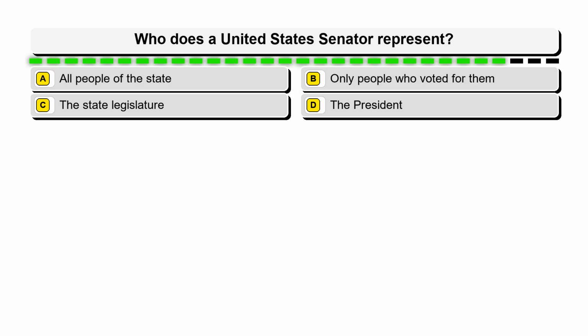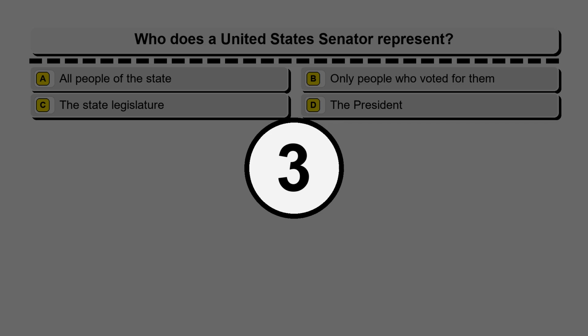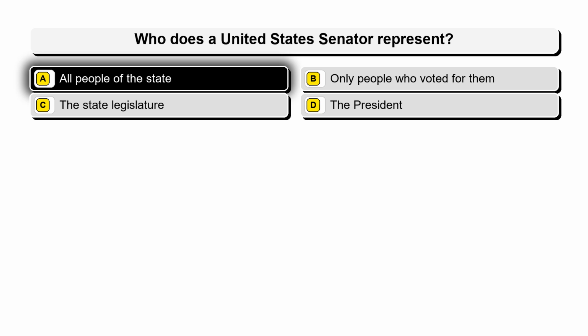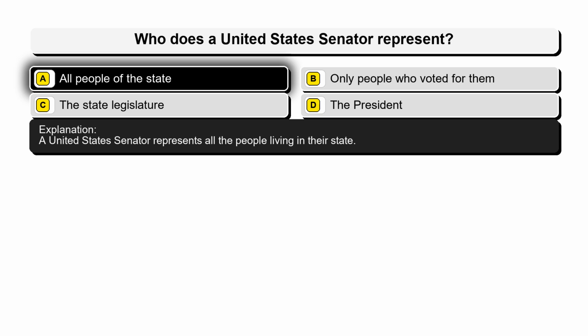Question 9. Who does a United States Senator represent? Option A. All people of the state. Option B. Only people who voted for them. Option C. The state legislature. Option D. The president. The correct answer is option A. All people of the state. A United States Senator represents all the people living in their state.